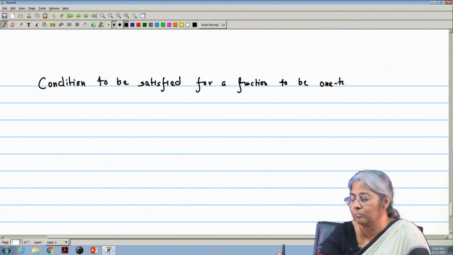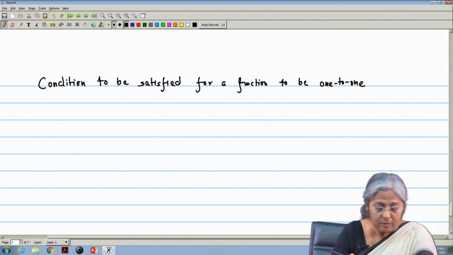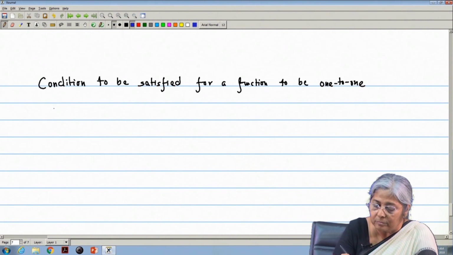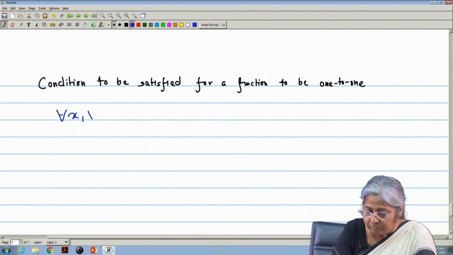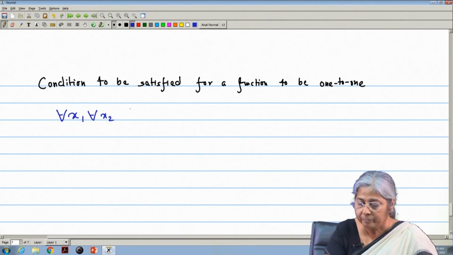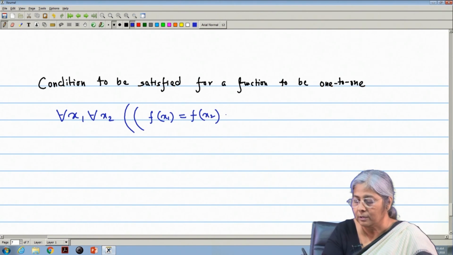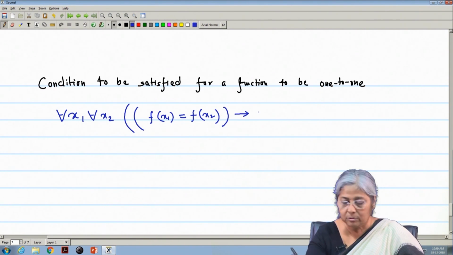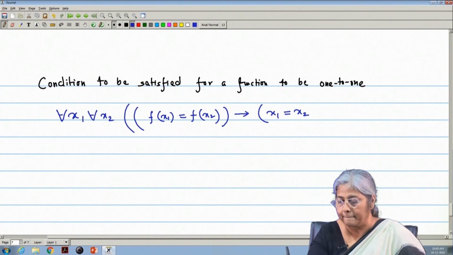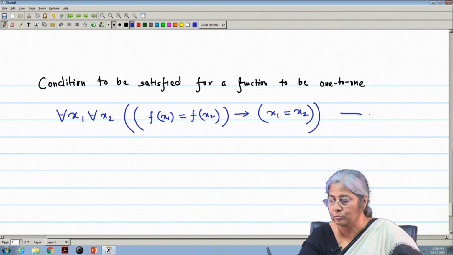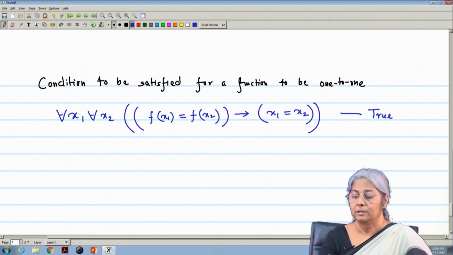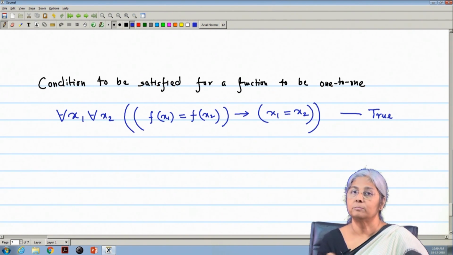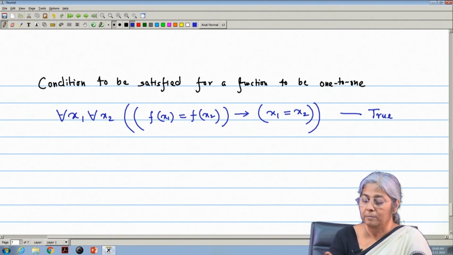One-to-one, first one-to-one, I write that for all x1 and for all x2, if I consider two values, then f of x1 equal to f of x2 implies x1 equal to x2. This must be true. That means, if I get some f of x1 equal to f of x2, then x1 must be x2. That last previous example we have seen.